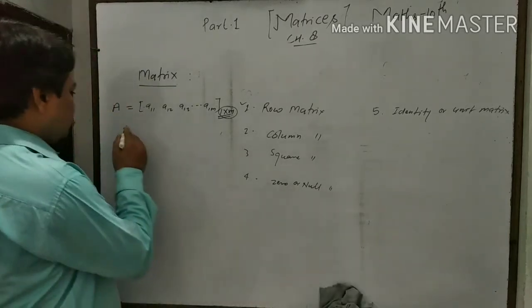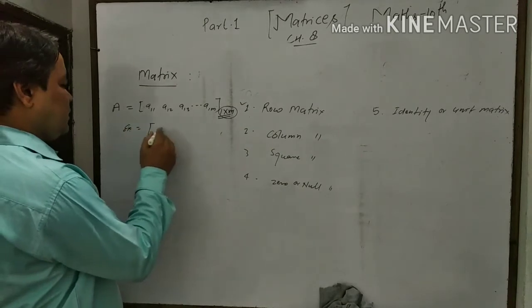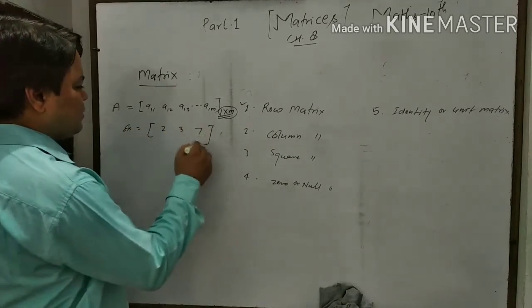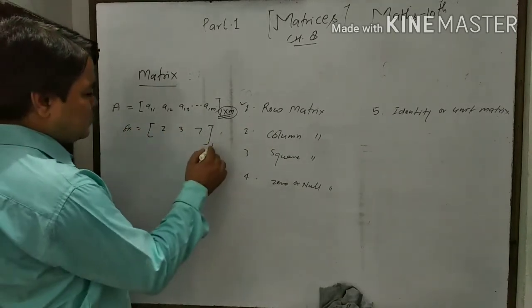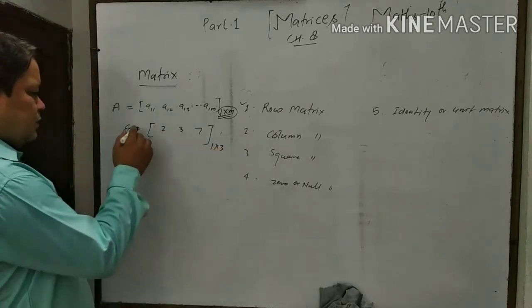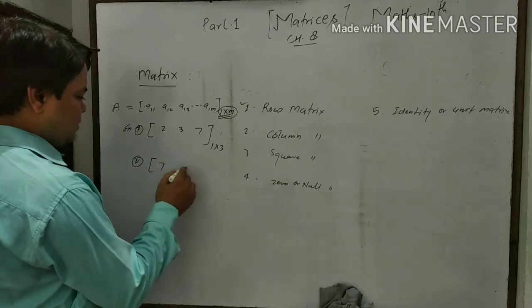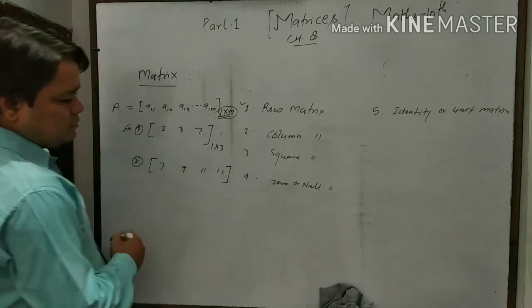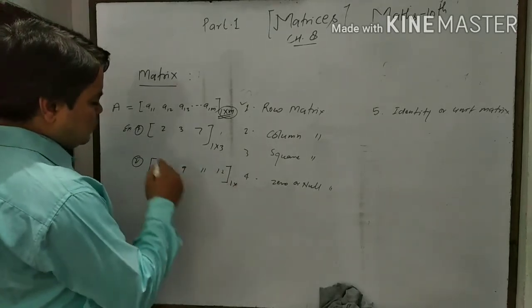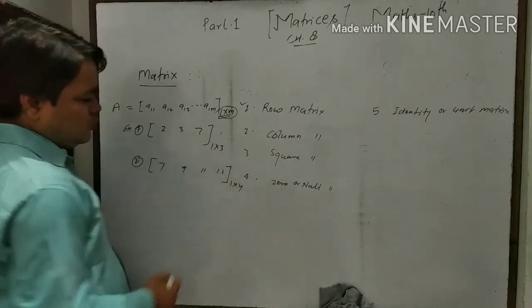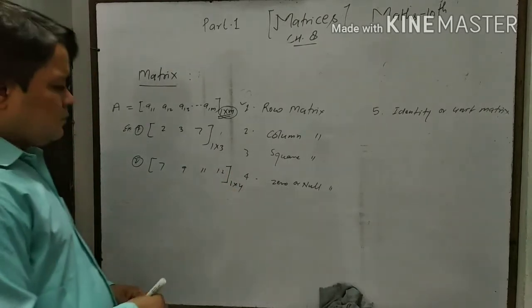Now take one example. Example here 2, 3, 7. The order of this matrix is 1 by 3. This is the first example. Second example, if I write 7, 9, like this, number of rows 1, number of columns 1, 2, 3, 4. So this is the row matrix.